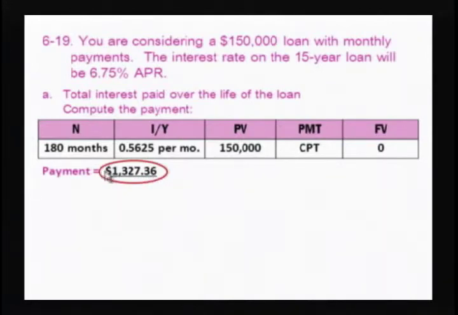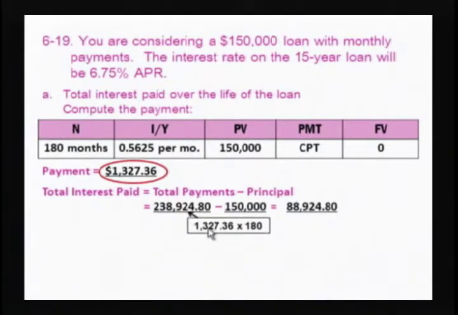The calculator will put a minus sign in front of the payment if you put in the loan amount as positive. The total interest paid would be the 180 monthly payments of $1,327.36 minus the $150,000 you borrowed, which is a total interest of $88,924.80.